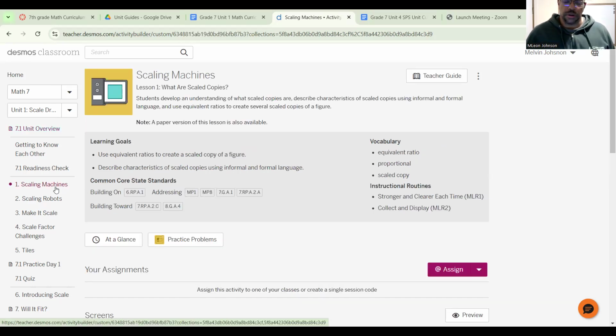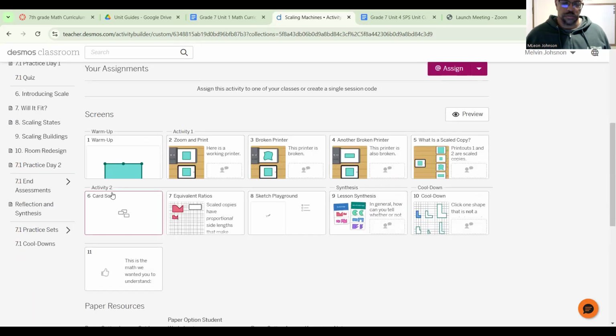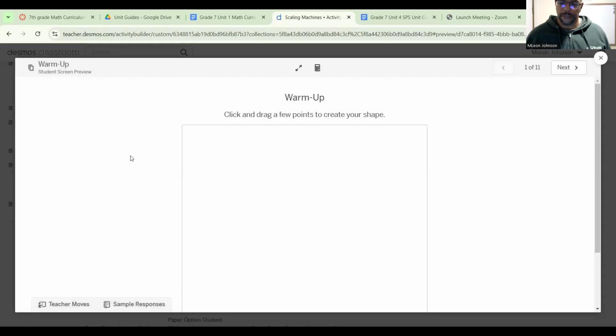Now, the way this is going to work, we are going to start off with what Desmos talks about, which is the first lesson. What are scale copies? We're going to start off with that, but we're also going to go into some board work, and I'm going to show you how things look whenever we actually start working on the board. So you work on your own capacity of drawing. So let's get started. The very first one we're going to go into, we'll start off with our warm-up.